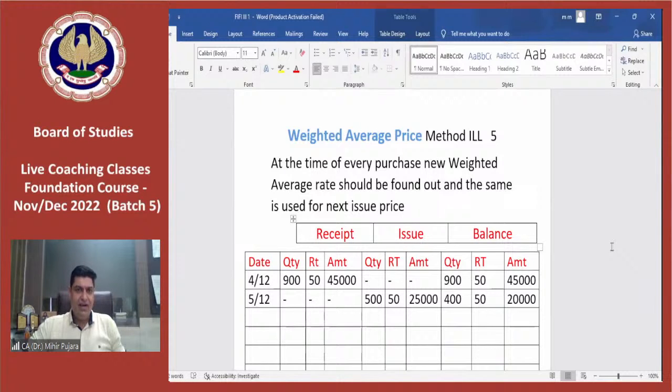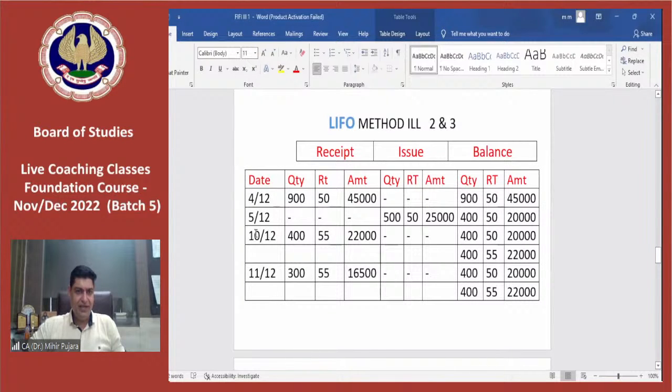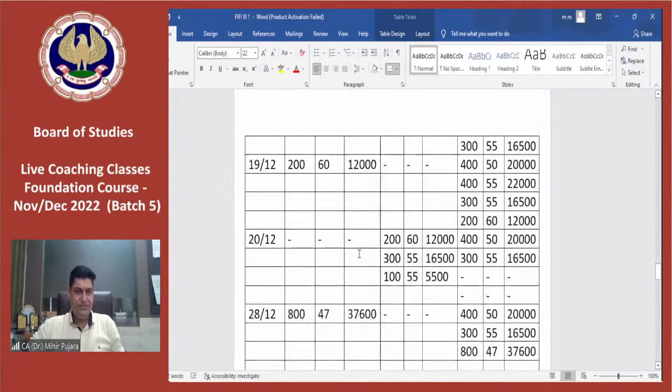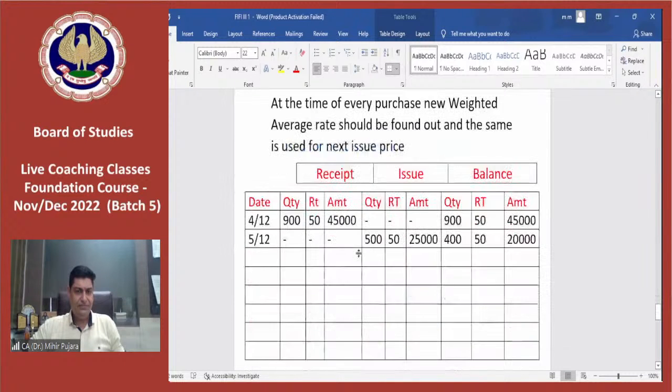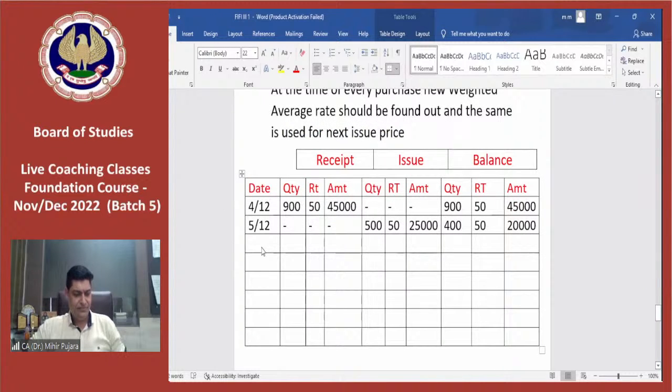Okay. Now, friend, after 4 and 5, there is a purchase. 10th we purchase. It's a purchase, guys. Now the important point, guys.